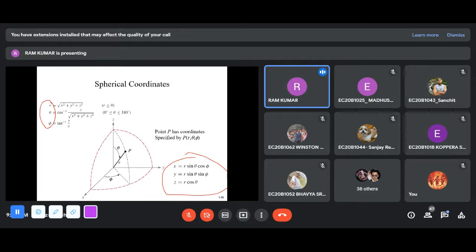Now let's imagine one sphere. Just imagine one sphere, and on the outer layer you make an xyz axis. You fix the center of the sphere as the origin. You make a three-axis xyz coordinate system.